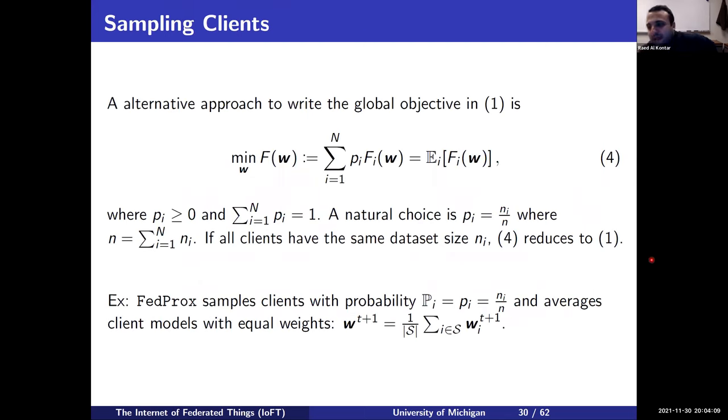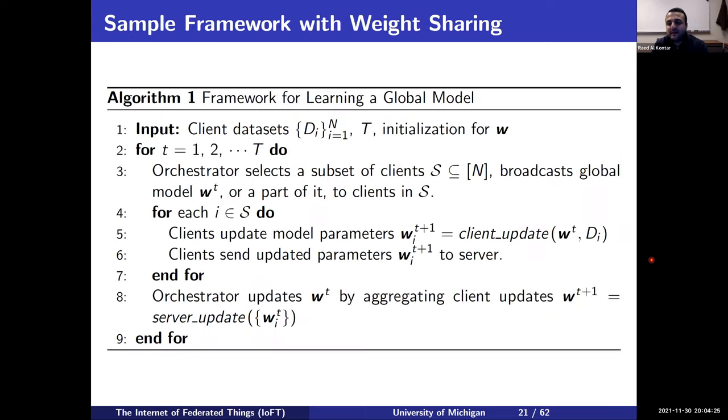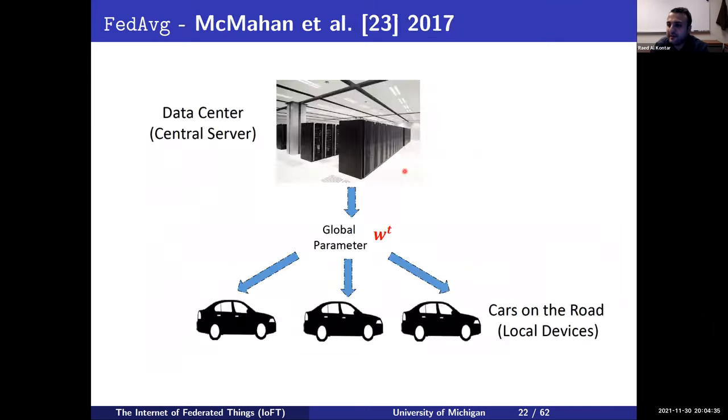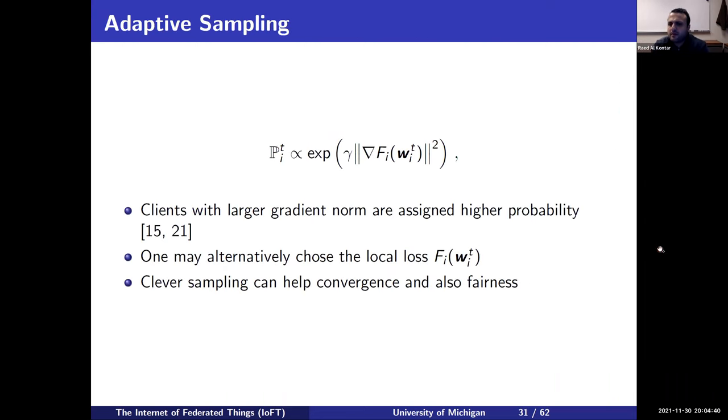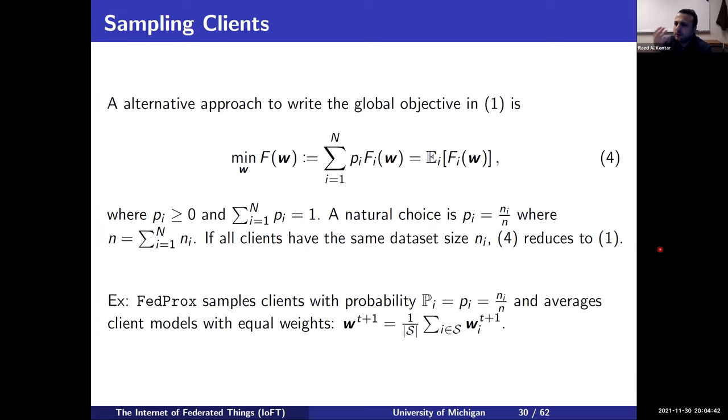Okay, so another area of research besides Bayesian methods is sampling. And it's very important. As we mentioned, clients are heterogeneous in their capabilities, as well as heterogeneous in their data. So how do I sample clients? Because if you recall this algorithm, the orchestrator is not selecting all clients. For example, if you're selecting phones, some phones might be off, might not be connected to the internet. So we're doing subsampling at each stage, not in all cases, but in some situations, like in mobile applications. So it's very important to decide how to sample efficiently.